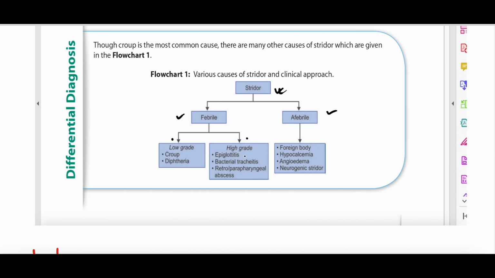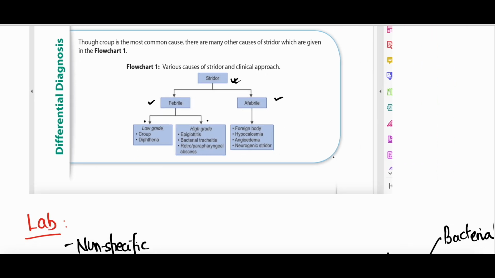It's an intense inflammation of the epiglottis. Yes, there is inflammation of the trachea. If there's a bacterial superimposition, we have to consider bacterial tracheitis and retropharyngeal abscess as sources. But if the child is afebrile and has stridor, foreign body, hypocalcemia, angioedema, or neurogenic stridor, we have to consider as differentials.